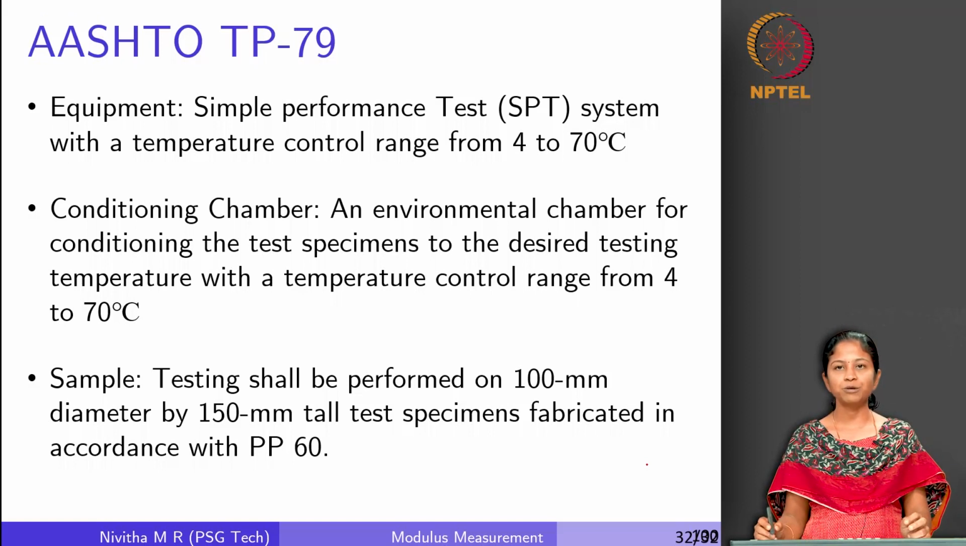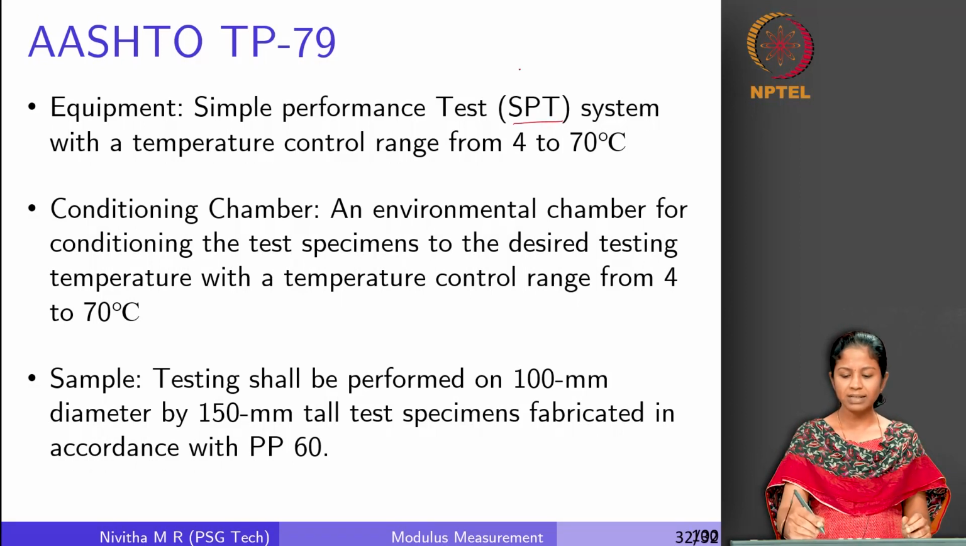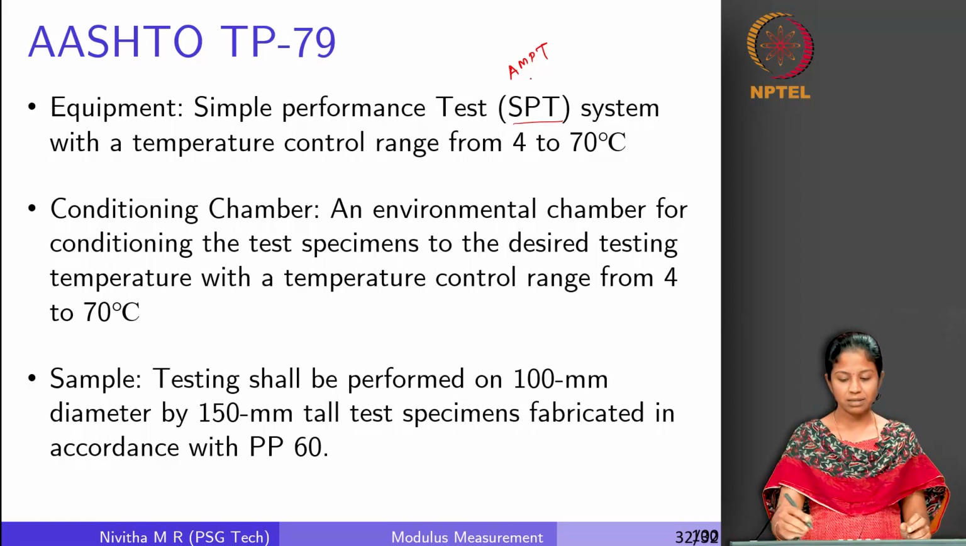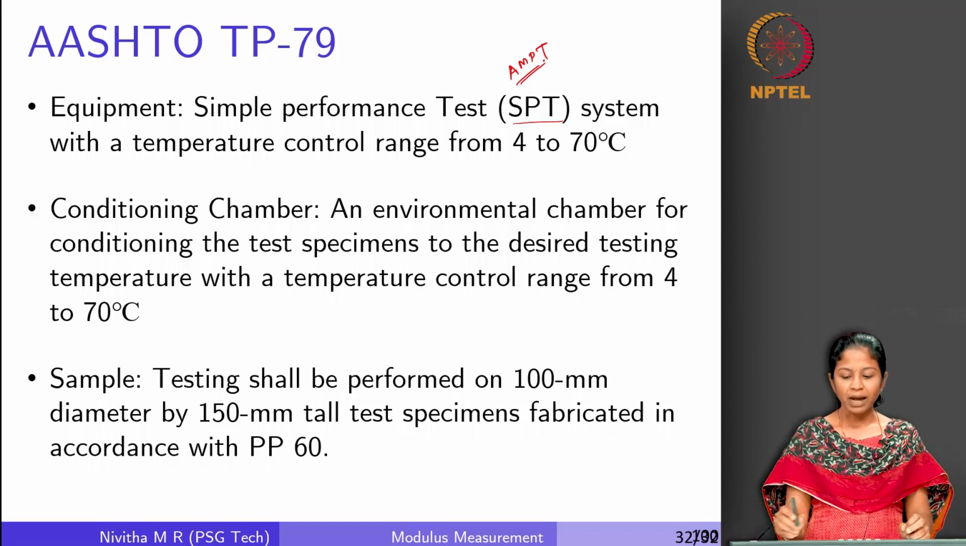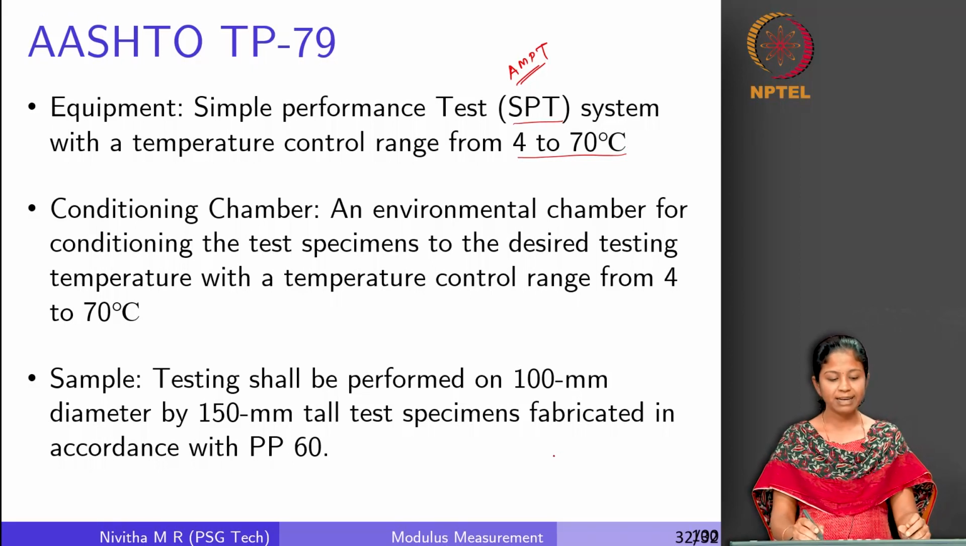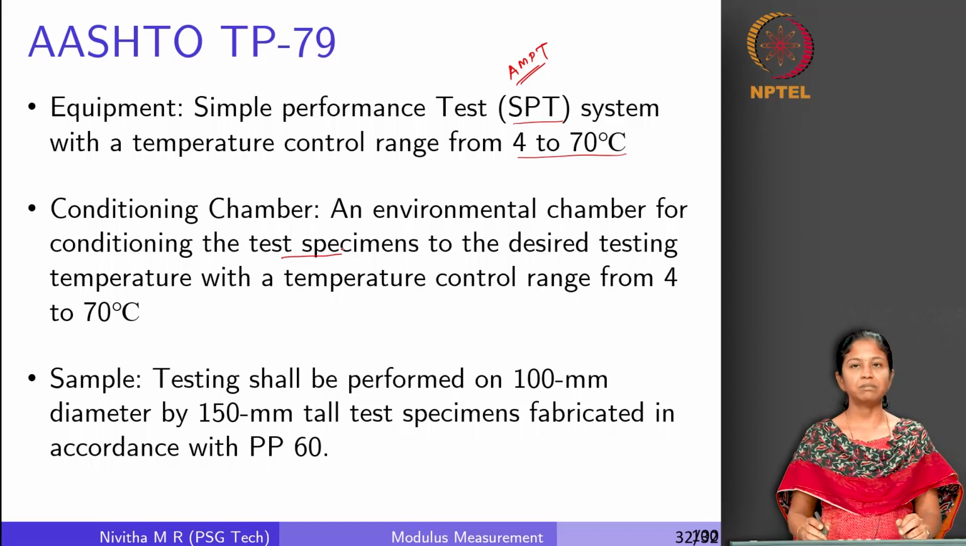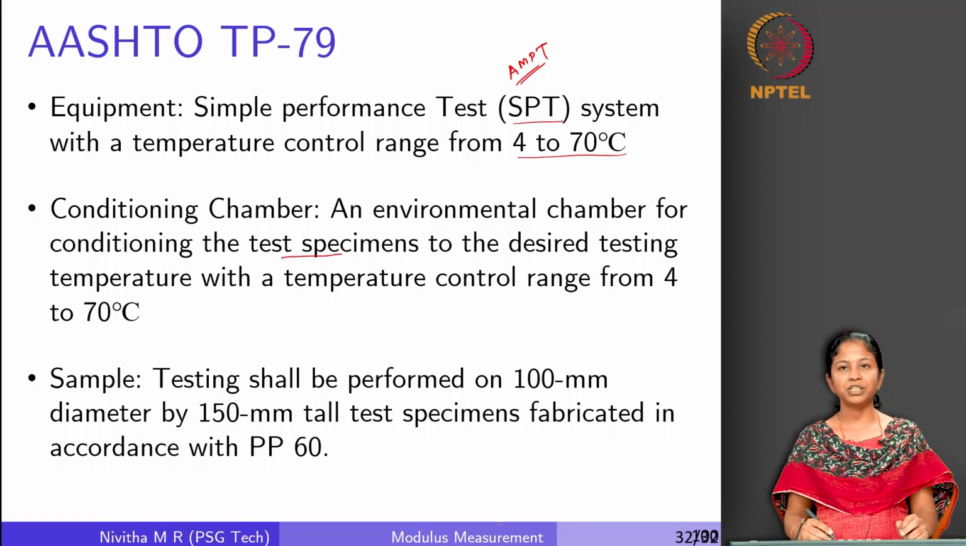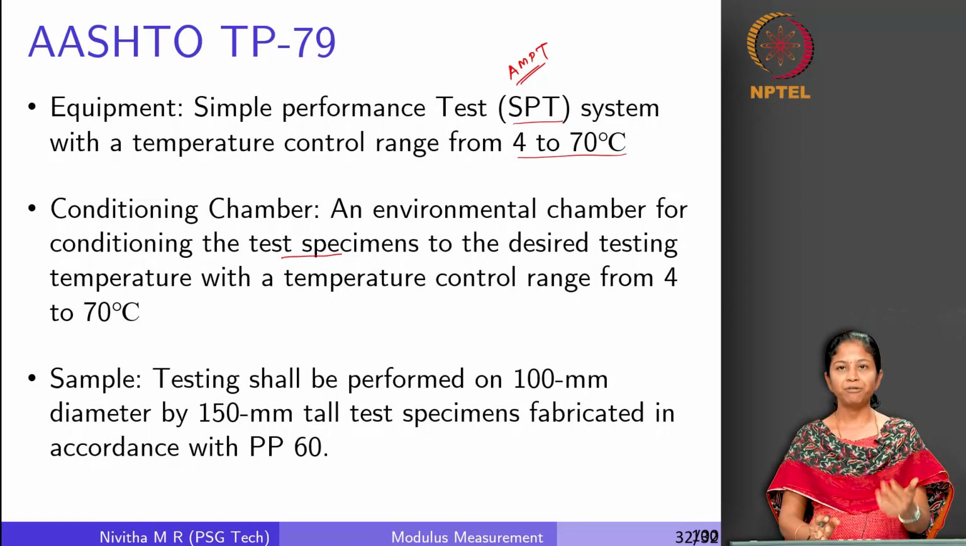So, what is the equipment that is used for measurement? It is a simple performance test system, called ASPT, or we also have an asphalt mixture performance tester. This is the equipment used for measurement of the dynamic modulus, and it has a temperature control from 4 to 70 degrees Celsius, and there is a conditioning chamber used for conditioning the test specimens. As we said, we are dealing with bituminous mixtures whose response is highly temperature sensitive. Hence, it is necessary to condition the sample completely at the test temperature before we start carrying out the test.